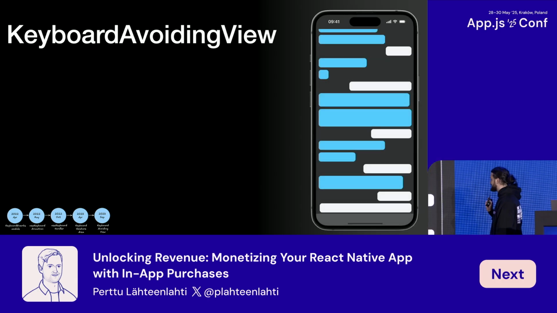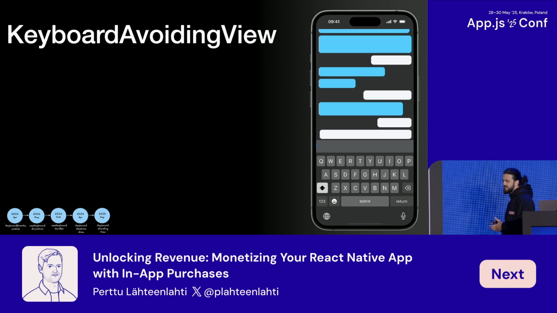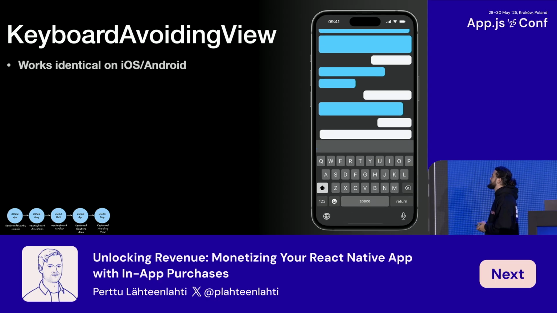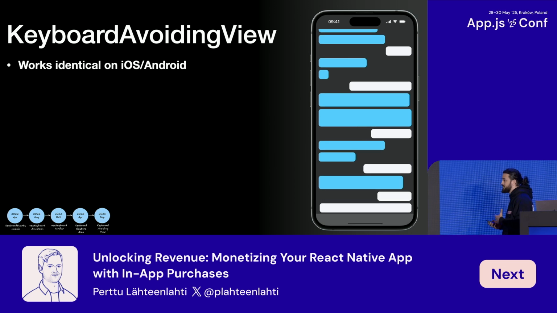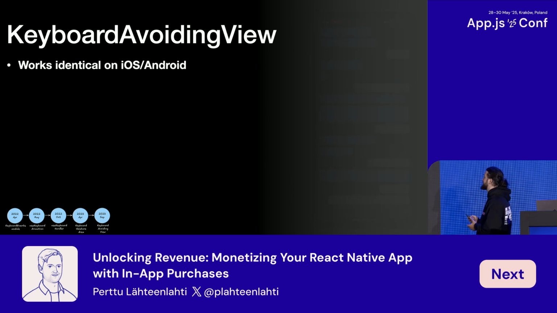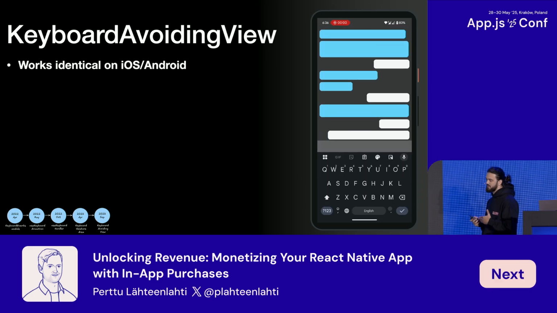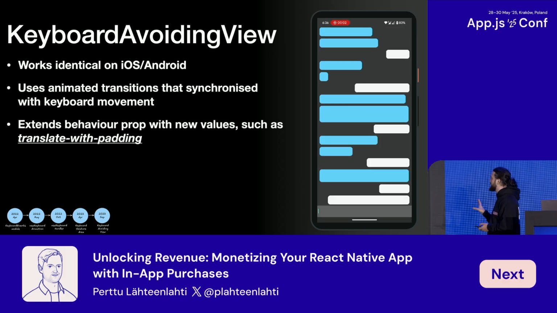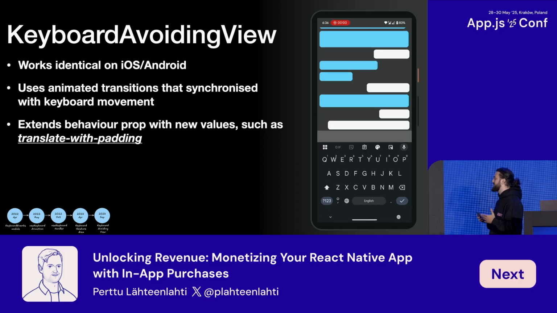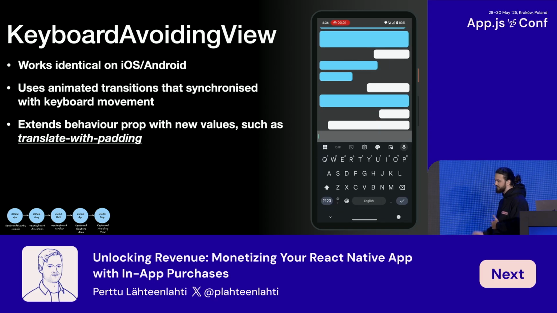Basically, this component works identically to what we have on the React Native side, with one key difference. Its implementation is totally rebuilt using the keyboard controller API, and because of this, it works identically on both iOS and Android, offering you perfectly synchronized animations. And it's a total drop-in replacement for the default KeyboardAvoidingView, but apart from keeping the same interface, this component also extends behavior props with additional ones, such as translate-with-padding.